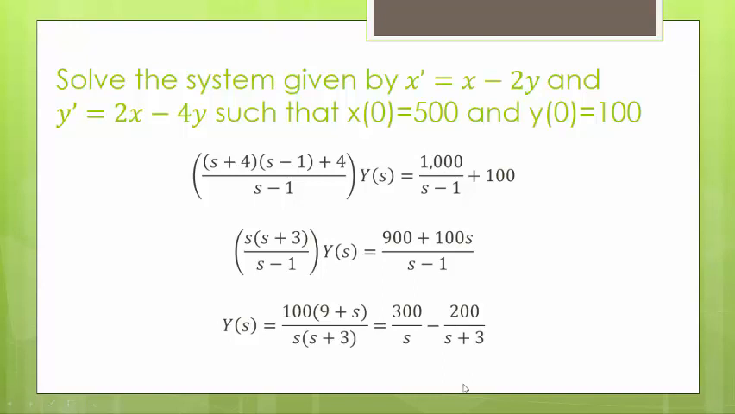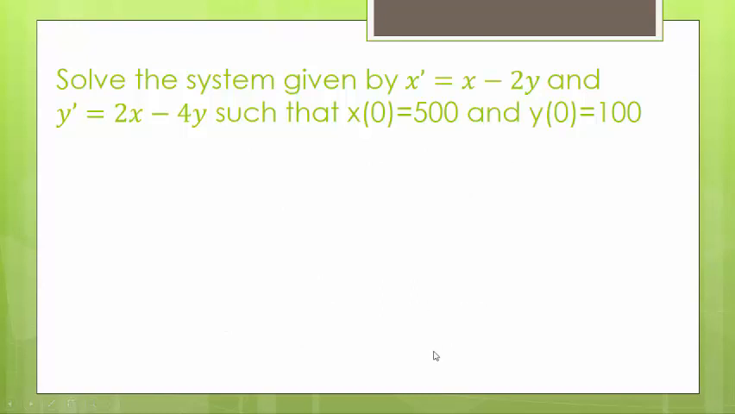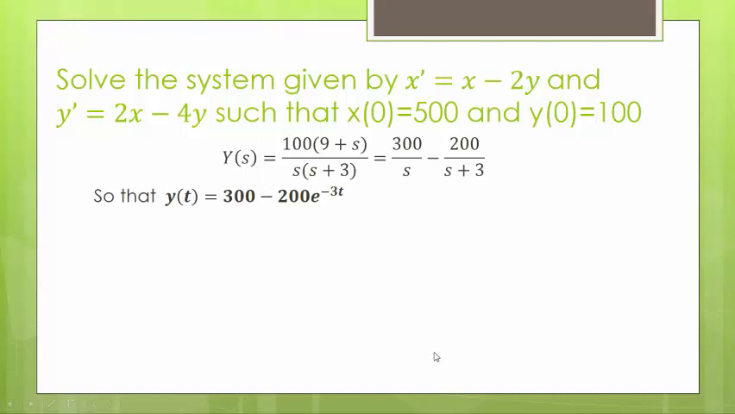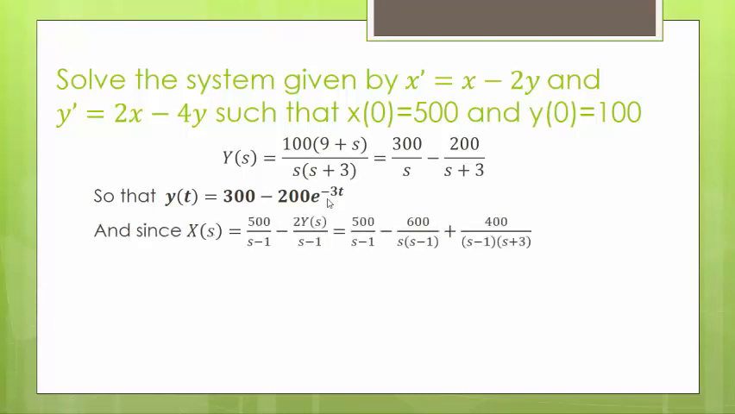So, alright, using partial fraction decomposition, once you finish that, you'll notice y of s, the Laplace transform of y of t, is equal to this right side, and that is pretty easy to take the inverse of. This will simply be 300 minus 200 e to the negative 3t. So there's our solution for y of t. Now I wish I could say that x of t was a piece of cake after that. We have to do a little bit of algebra.